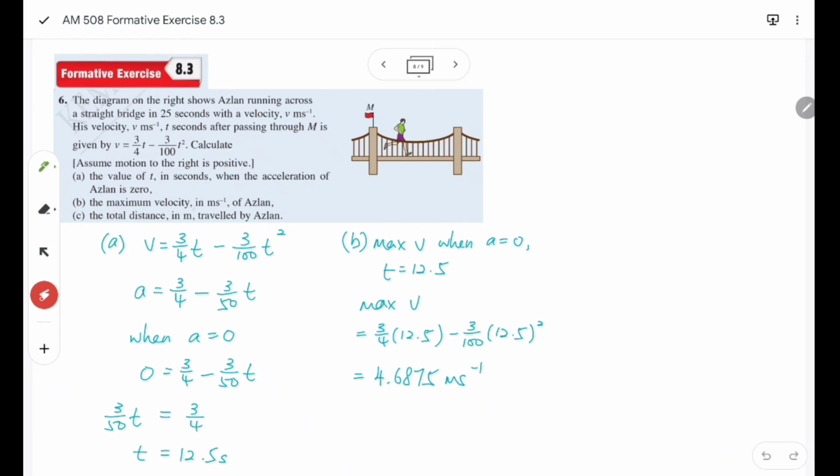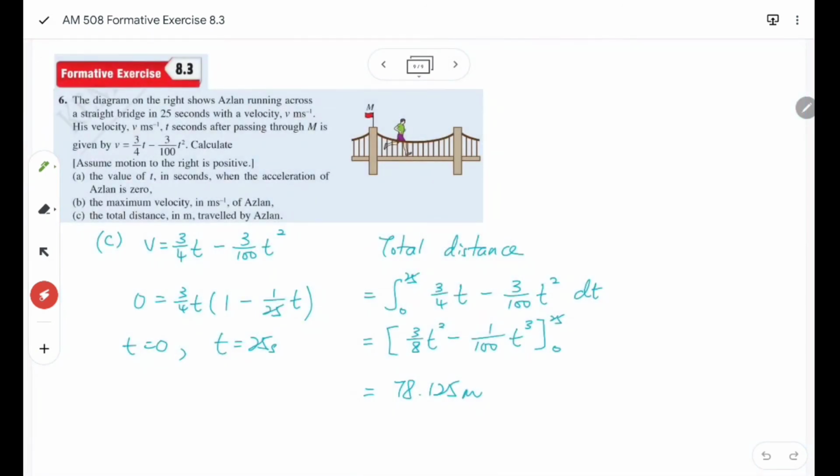B. Maximum velocity of Aslan. Maximum velocity of Aslan happens when dv/dt equals 0, which is when a equals 0. And we know a equals 0 happens at t equals 12.5. Therefore, we substitute t equals 12.5 into the function of velocity. So we will get maximum velocity equals 3 over 4 times 12.5 minus 3 over 100 times 12.5 squared. And we get 4.6875 meters per second.